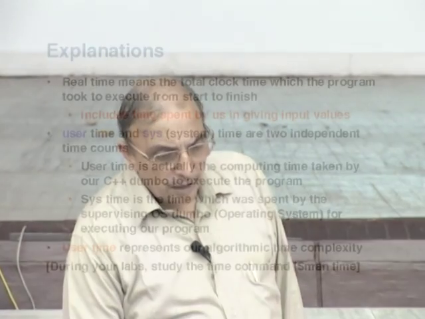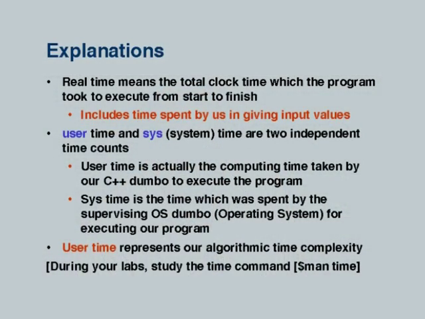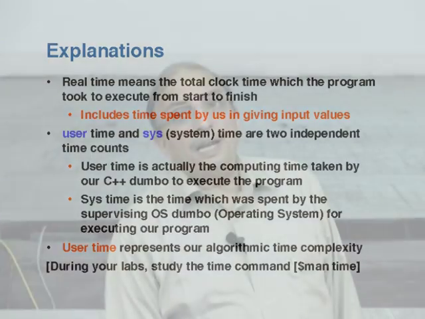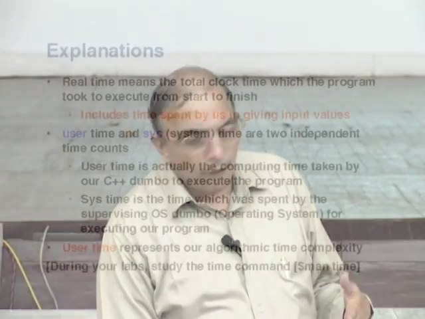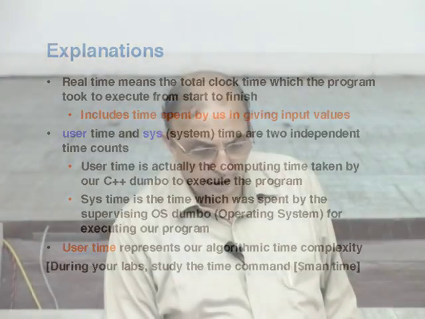This is the same repetition of the last slide. However, the last line has been added. During your labs now, when you execute your programs, it will be useful to use the time command. So instead of saying ./a.out, you may say time ./a.out, so that the time command executes that a.out, giving you the system, user, and real time. You might want to study the time command details. It has various parameters which you can give as options, and you can get details of different kinds. For that, you might want to study the manual for time by saying man time. It would be a useful exercise.